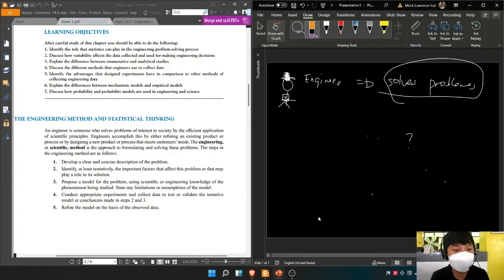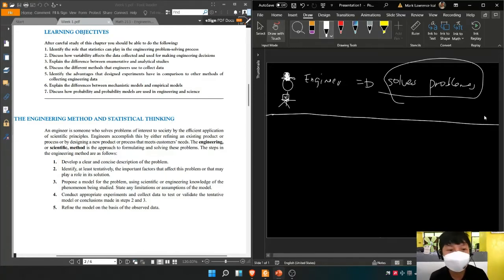So, the engineering or scientific method is an approach of formulating these problems. The steps in the engineering method are the following. Okay, so, Sir Ikal, meron palang steps. Yes, there is a step. So, what's the first step? So, first step is to develop a clear and concise description of the problem.